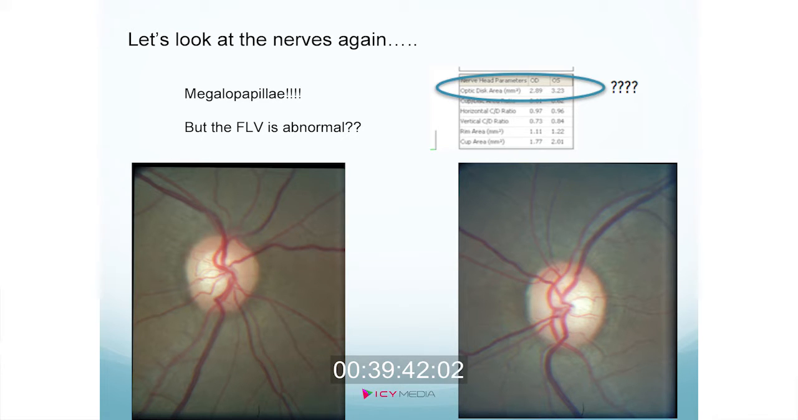And the machine takes into account the size of the nerve. So not all the puzzle pieces are going together, because if the patient just had large nerves, the FLV wouldn't be abnormal, okay? And the machine substantiates the fact that the nerves are large. It tells you that the cup in the right eye is 2.89 and the cup in the left is over 3. In a Hispanic female, maybe 2.7, 2.8 might be the largest that we would anticipate. Even smaller in a regular Caucasian individual.